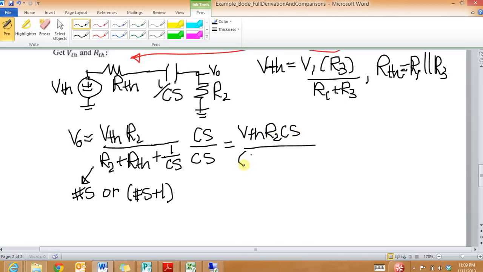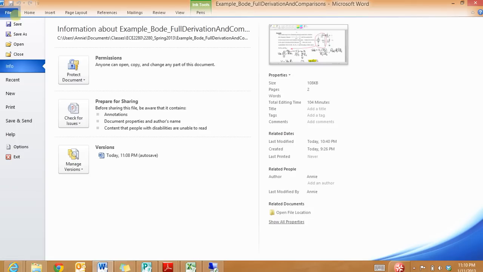And now I have that form. I have on the top a number plus 1, or a number times S, and then on the bottom I have the quantity of the number times S plus 1. So that is what I want. So now I can plug in the actual equations for VTH and RTH.